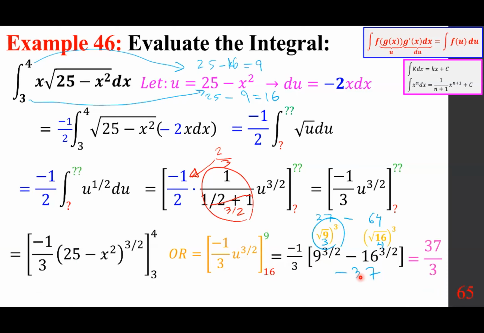So a quick recap. Go back to the original variable, use the original limits. Don't do that right here. Figure out the new ones. How? The lower limit goes into the u function, 25 minus x squared, and finds the new lower limit, and the same as the upper.